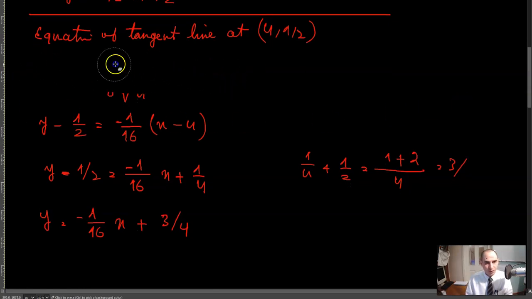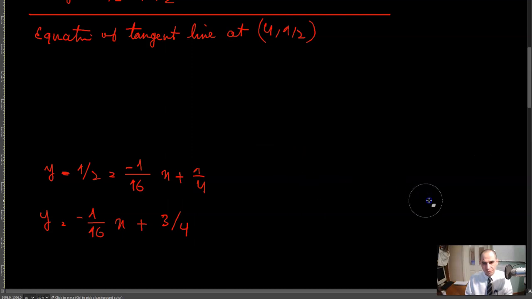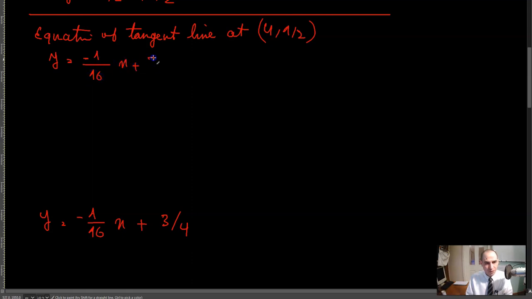So the equation of the line becomes this equation. So that's y is equal to negative 1/16 x plus 3/4.